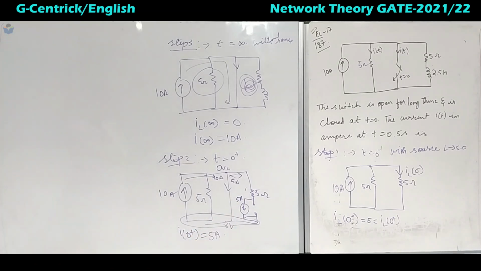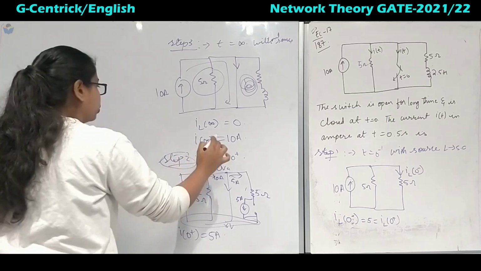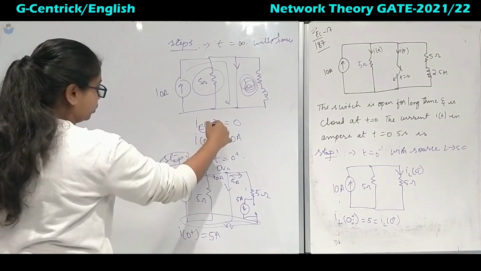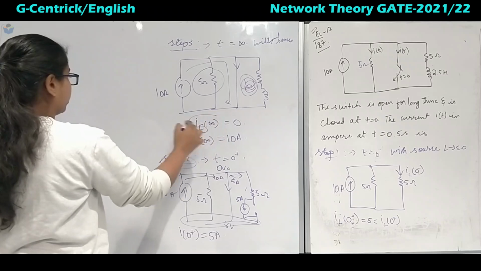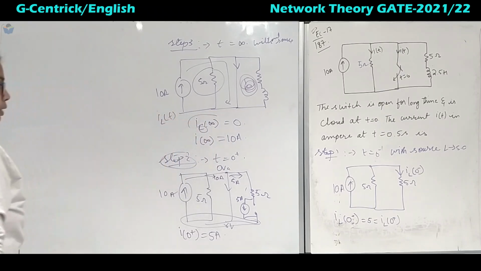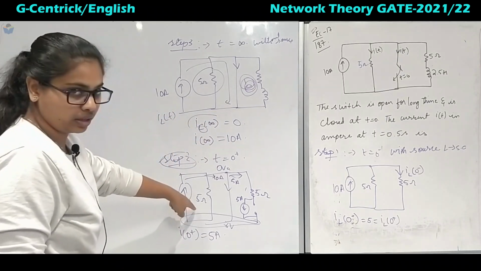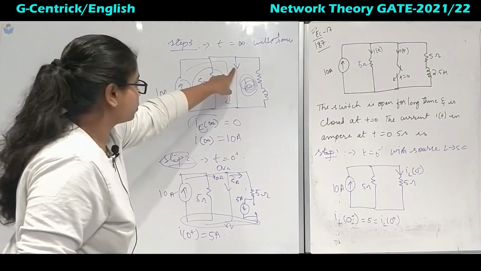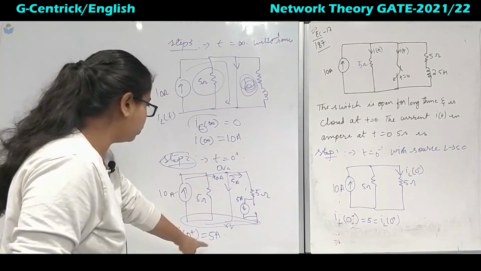Okay, so you got I of 0 plus as 5 amperes. Keep it in mind, step 2 is also important and you should be careful about which current you are calculating. If they have asked for IL of t as the generalized equation, then you need not do step 2. But since they have asked for I of t generalized equation, you have to do I of 0 plus also.